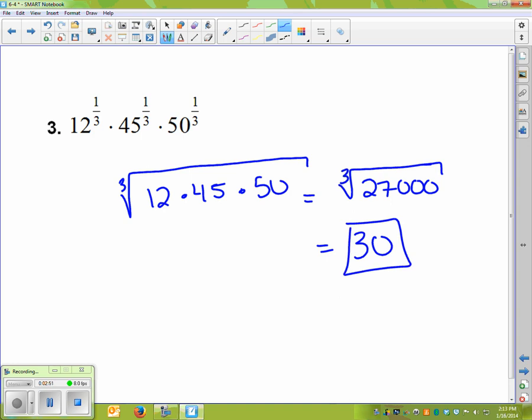All of those I could type in the calculator and get a whole number. If you use a calculator and it's a decimal, you're going to have to do your factor tree and pull out like groups.